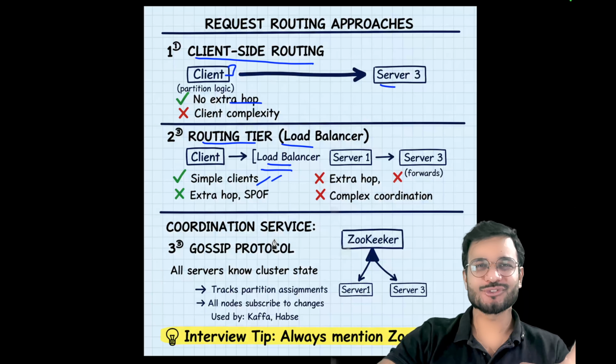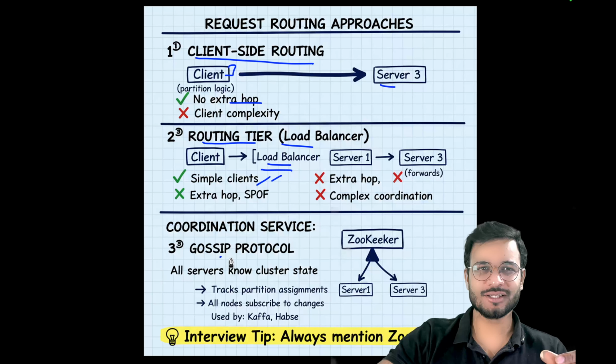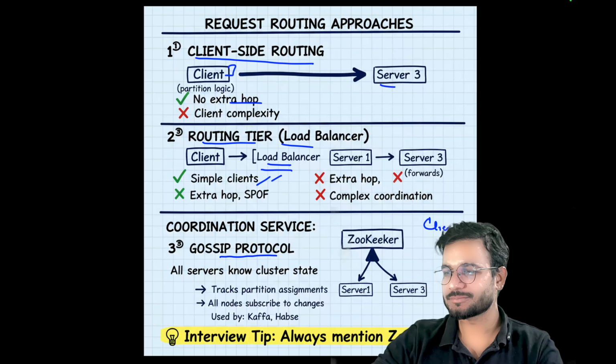The third approach is the most modern approach, and it is much faster. That is by using the gossip protocol. Even Google uses it. We use it in ZooKeeper. The client sends a request to the load balancer.